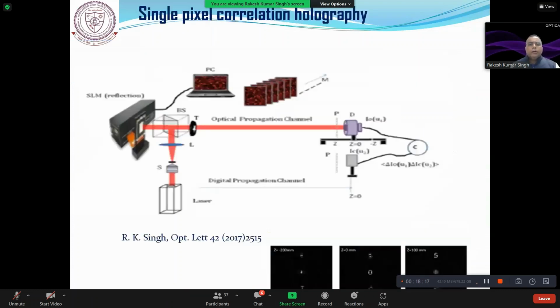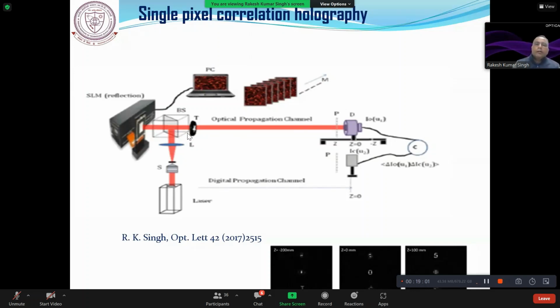In 2017, we developed another technique, which we call single pixel correlation holography. So rather than illuminating the object with a rotating ground glass, we introduced a set of random patterns by the SLM, and only one part was implemented in the experiment, and the second part was just computational. So it's a hybrid approach, similar to computational ghost imaging, where you replace the incoherent source with a digital source, and you do the experiment in only one arm, and in the second arm you just digitally propagate the random pattern. So how does it work?